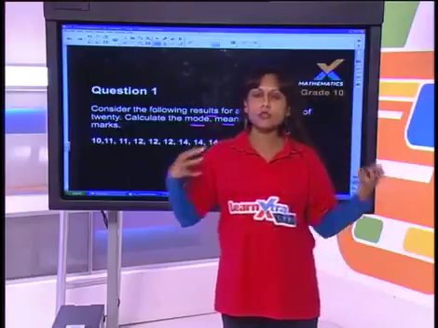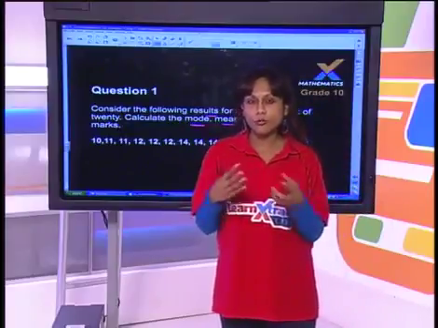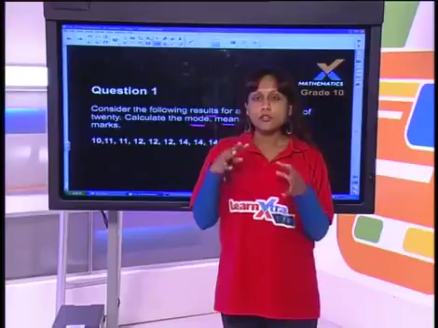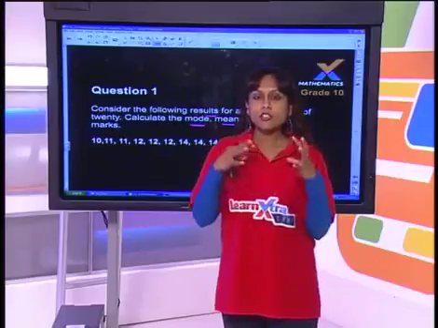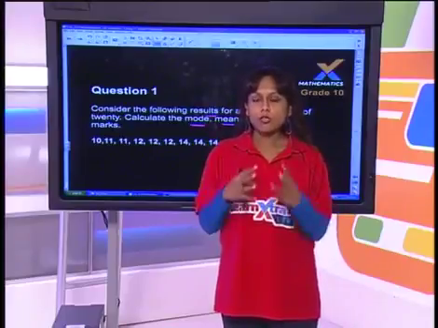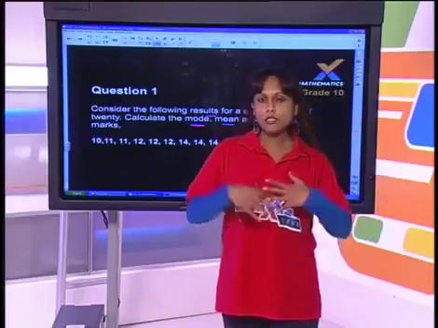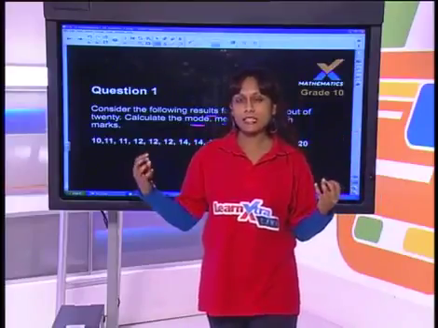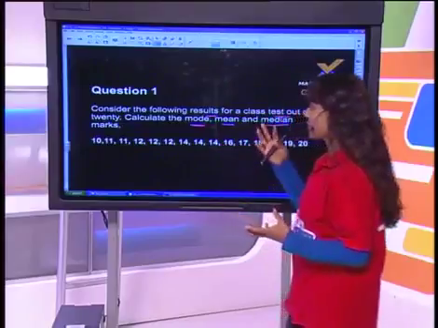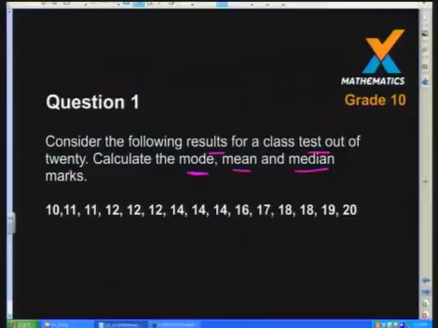When you have a set of discrete data and you need to work out your measures of central tendency, you need to make sure that your data is ordered. Ordered means you're going from smallest to biggest, so you're going in ascending order. So what we've done here is we've got a set of data that's ordered. It's got 10, 11, 11, 12, 12, 12, 14, 16, 17, 18, 19, 20, and so on.